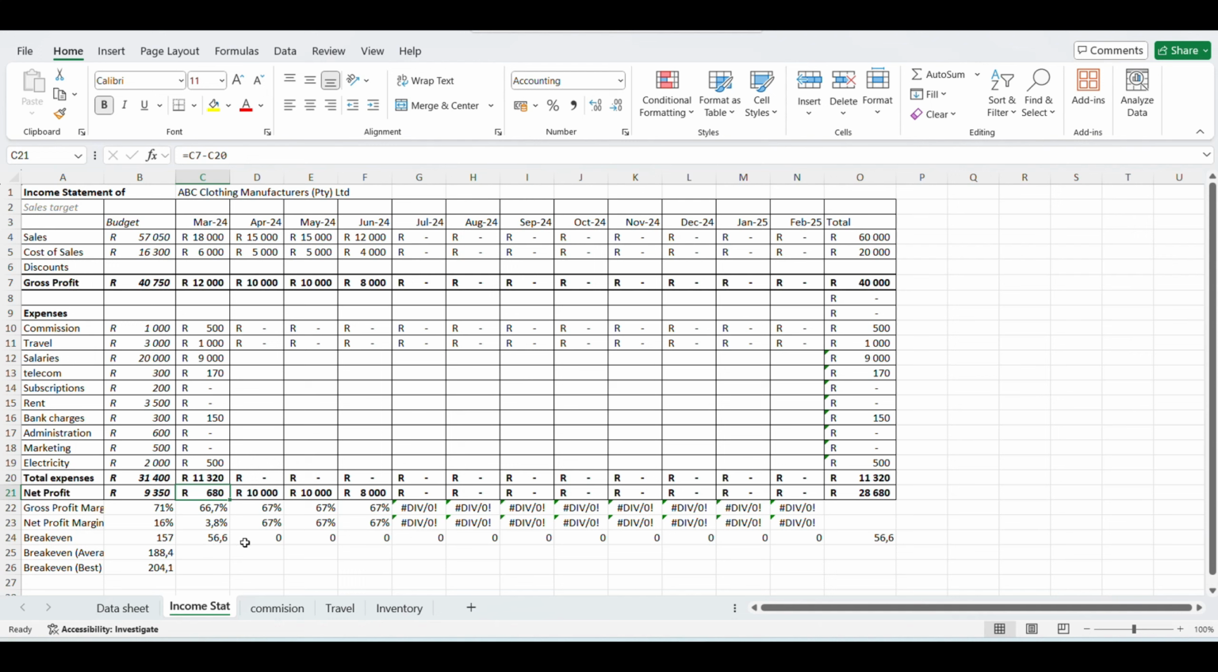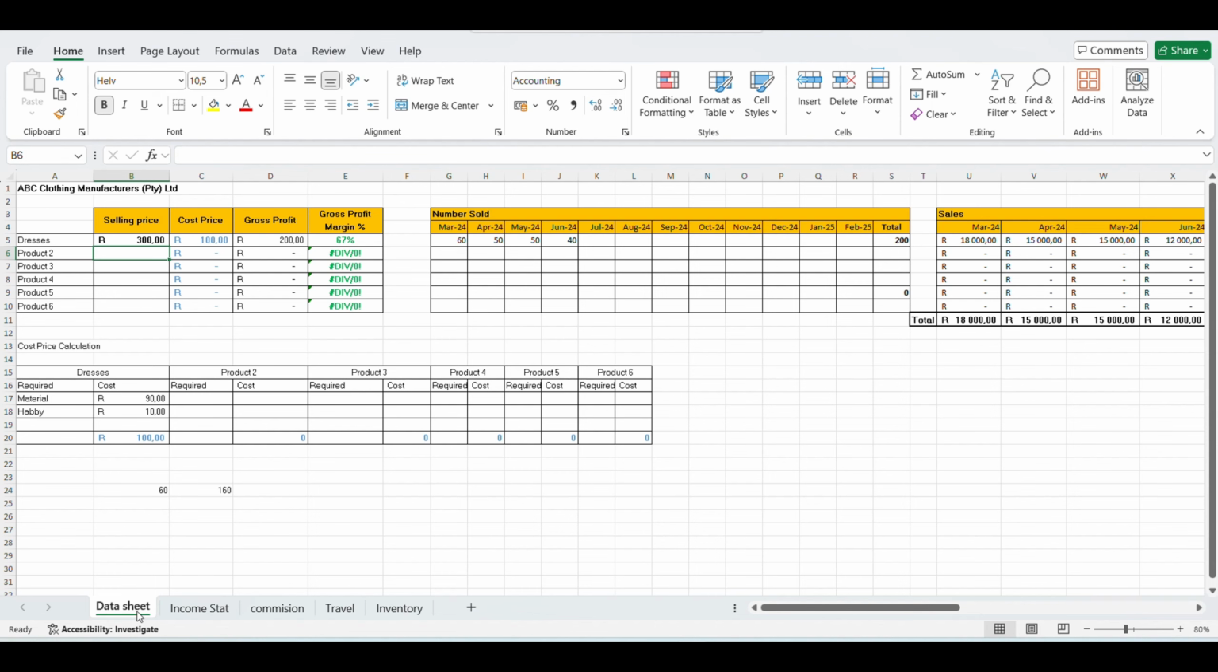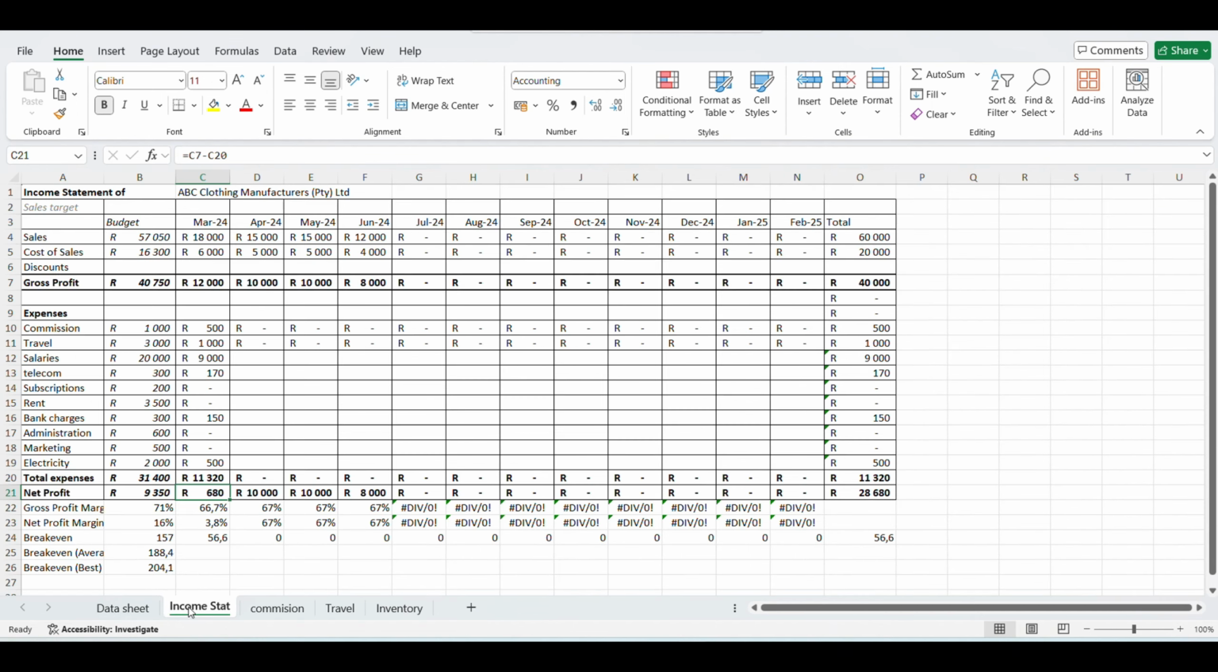Your net profit was only 700 Rand. So the break even was 56, say 57 dresses, and the business was making 60 dresses. So the business was barely breaking even. And nobody wants to run a business that's barely breaking even. You want to make a profit. So this business has potential to grow and expand.